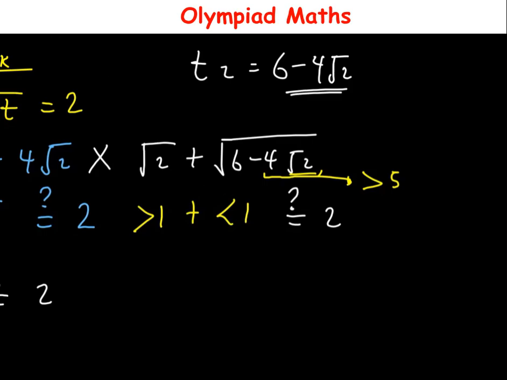Now let's say, for instance, we have a number greater than 1, let's say 1 point something, plus a number less than 1, let's say 0 point something. If you sum up these numbers, you will get a value that is approximately 2 if you use your calculator. So the value of t2, which is 6 minus 4 root 2, correctly satisfies the given equation.